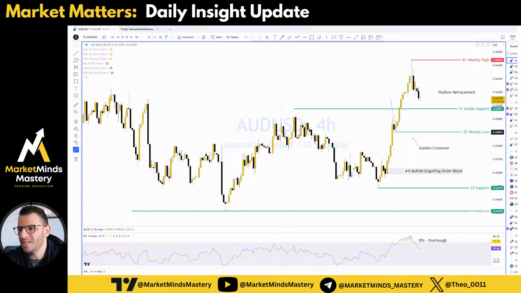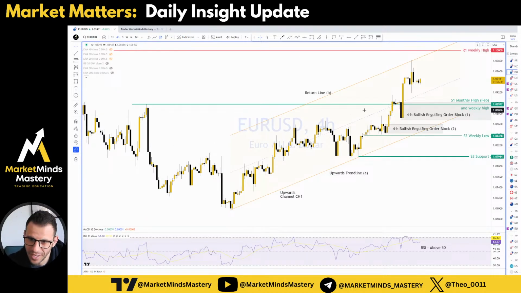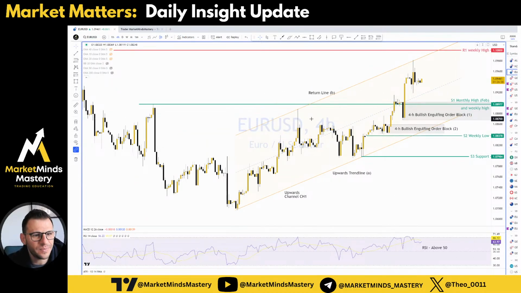So let's start with the euro US dollar today, guys. As you see, the price on the 4-hour time frame is trading within this channel, the lower part and the upper part. There are a few bullish engulfing order blocks that we spotted on our analysis this weekend, this one here and the other one down there. So hopefully the price will come down to retest them before it moves upward.